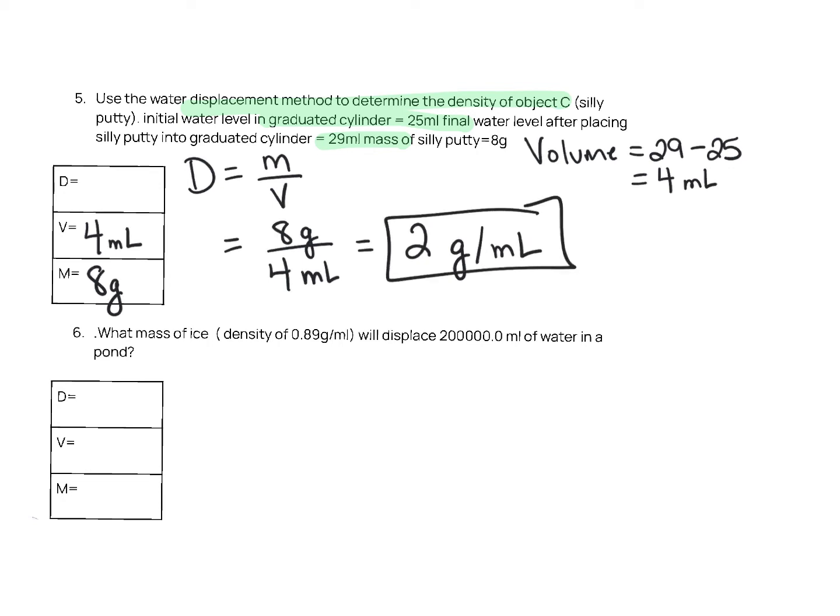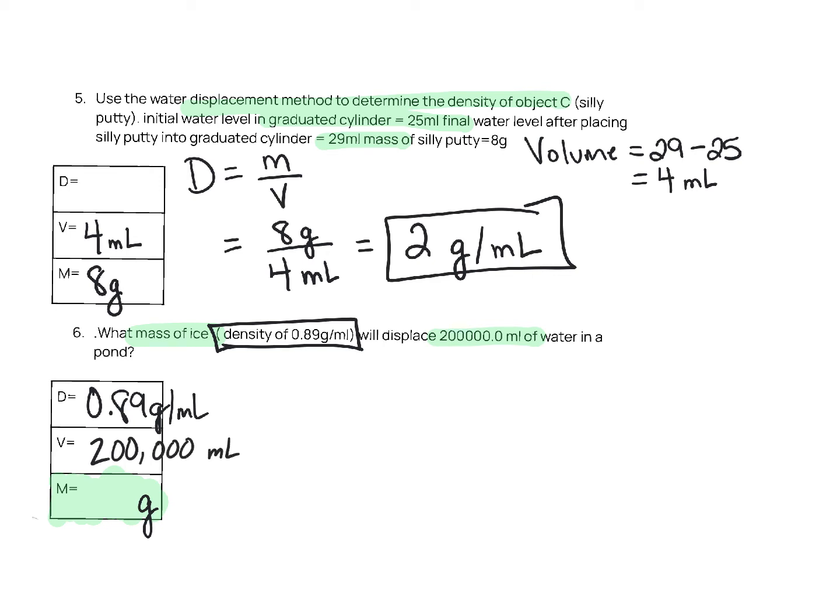On number 6, it says, what is the mass? So this time, we're going to have to find a different piece. It gives us our density. It says our density is 0.89 grams per milliliter. So that's a little clue for us that mass is going to be in grams. And it tells us that it's going to displace 200,000 milliliters of water. So our volume is 200,000 milliliters of water.